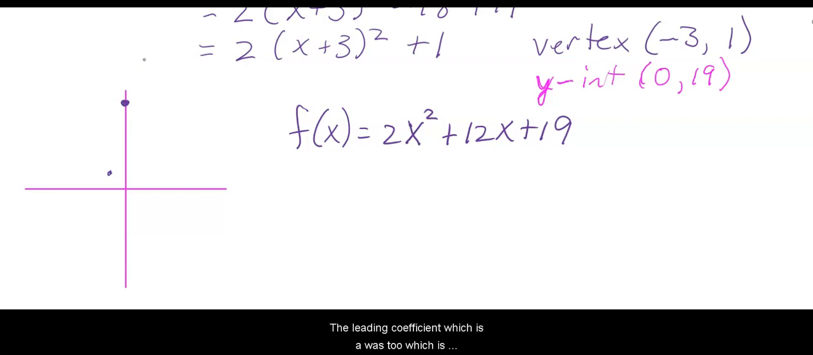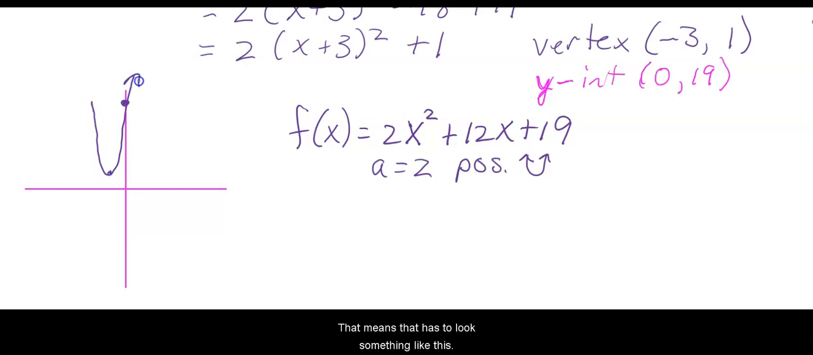The leading coefficient, which is a, was 2, which is definitely positive, and since it's positive, it has to open up. That means that it has to look something like this.